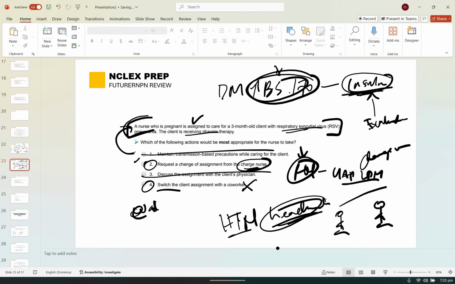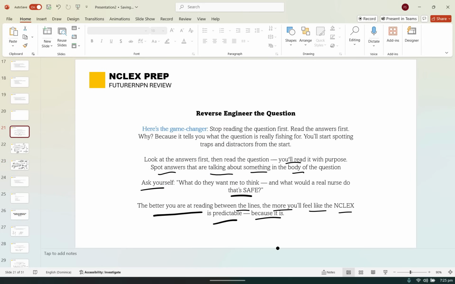So if you switch without the charge nurse knowing, it's a problem. So the right source you need to seek change from is the charge nurse. So number 2 is correct and number 4 is wrong. So the answer is what? 2. You can see how we think through this question using what? The reverse engineer of the question.